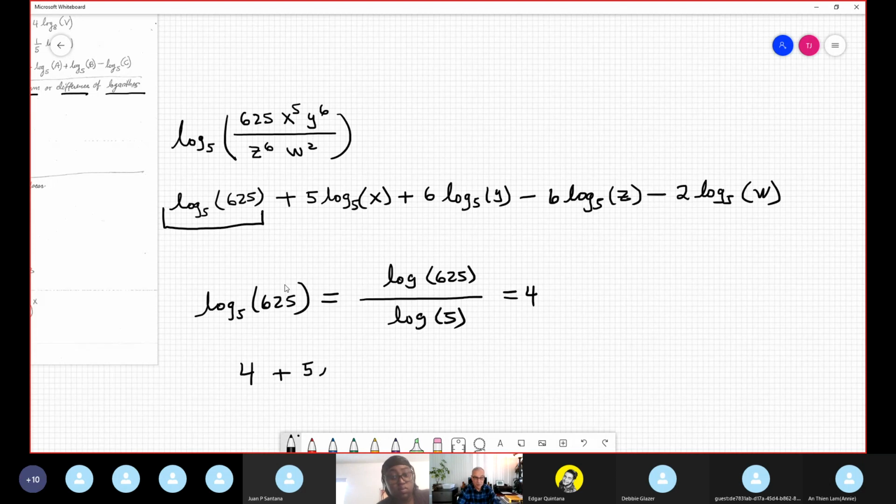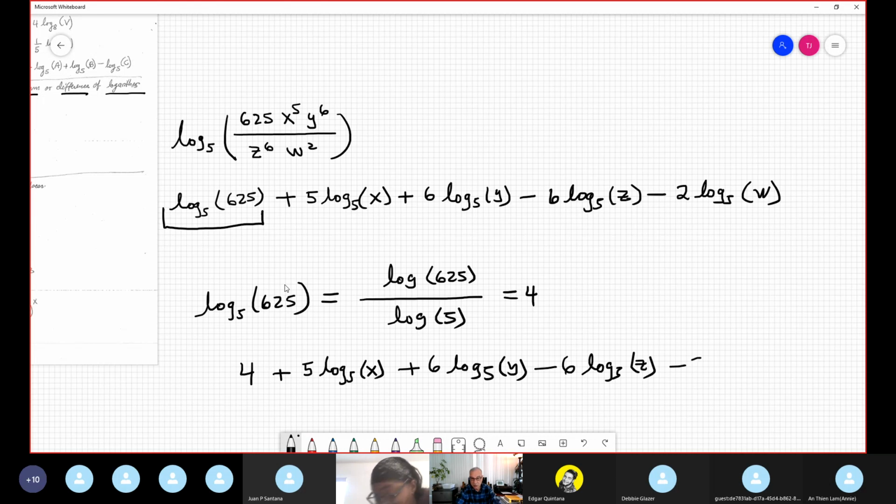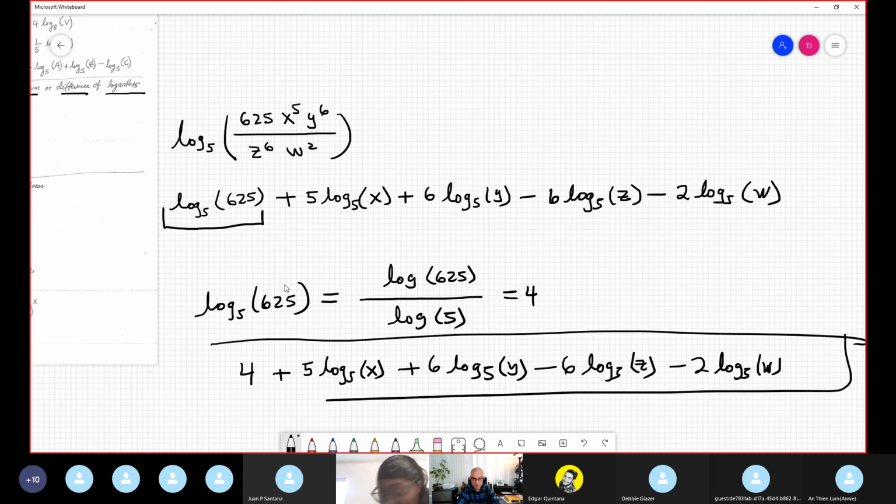plus 5 logarithm of base 5 of x plus 6 logarithm of base 5 of y minus 6 logarithm of base 5 of z minus 2 logarithm of base 5 of w. This is my final answer. Okay?